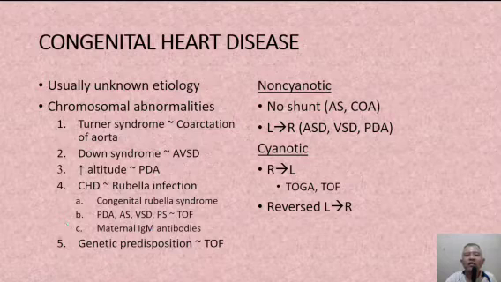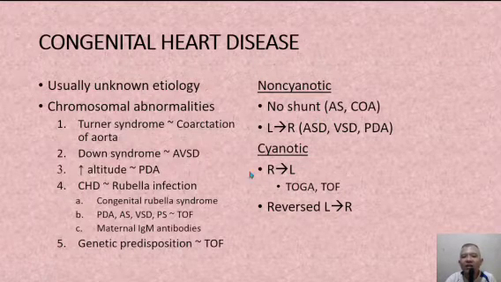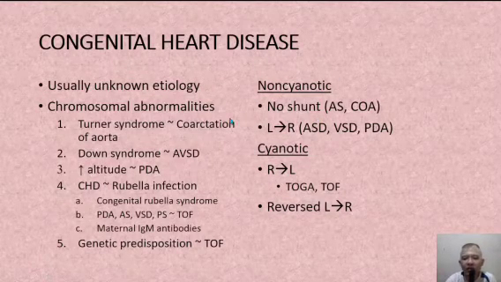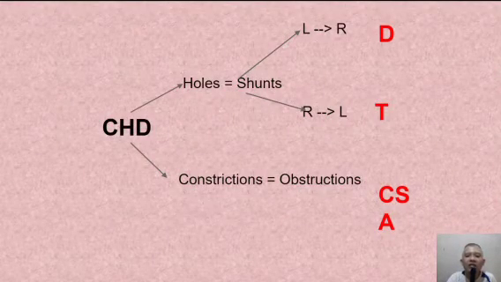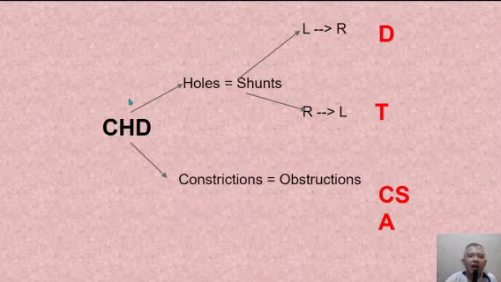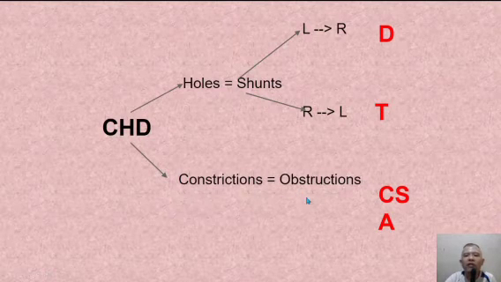We have two types of congenital heart disease: non-cyanotic or late cyanotic, and cyanotic. So we'll use the next slide. Congenital heart diseases can be either a hole in the septum or a constriction causing obstruction of the blood flow.